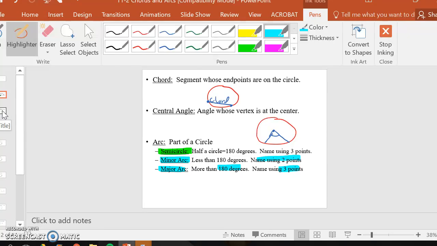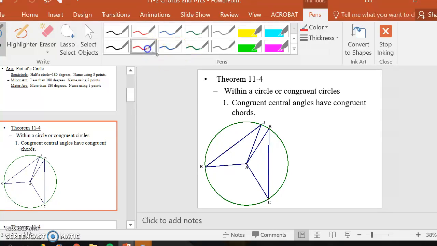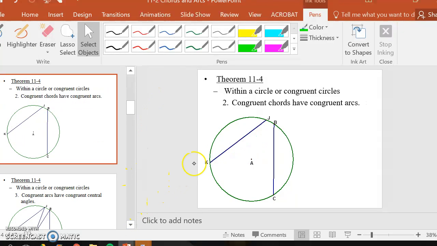So the first theorem is: within a circle or congruent circles, congruent central angles have congruent chords. So what they're saying here is if these central angles are congruent, then these chords are congruent. So congruent central angles have congruent chords. Okay, that's the first theorem.